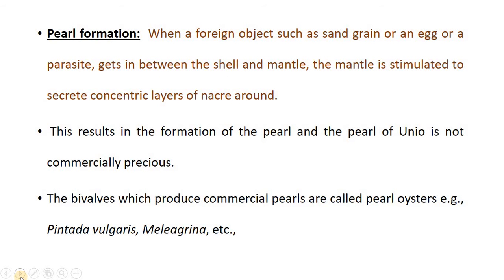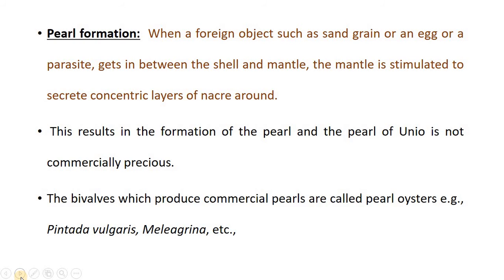Pearl formation: a brief note of how these pearls are produced by Unio, or the members of the Pelecypoda or Bivalvia. Now, of course, Unio is not a good pearl producer, but there are other species which produce pearls. Whenever a foreign object such as a grain of sand, an egg, or a parasite, or any other foreign material gets in between the shell and mantle, the mantle gets stimulated and secretes concentric layers of nacre around the foreign object.